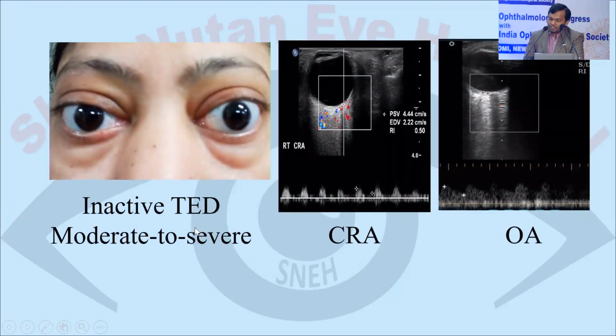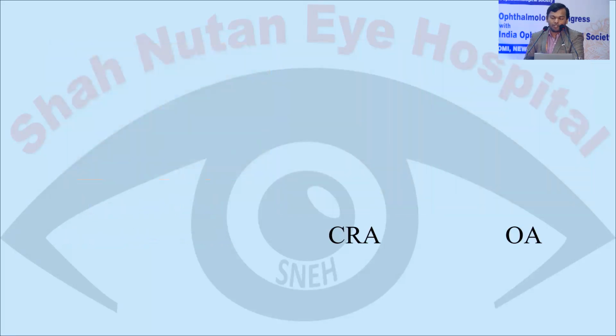Now we have another place where orbital perfusion studies are gaining importance, and that is thyroid eye disease, especially moderate to severe thyroid eye disease who do have some form of vision loss, progressive vision loss. So here orbital perfusion studies are extremely essential. We can see the CRA, it has very little flow and absent flow during the diastole phase of the cardiac cycle, and the ophthalmic artery again has very poor flow. These suggest orbital ischemia in addition to the thyroid eye disease, which may be leading to the visual loss.